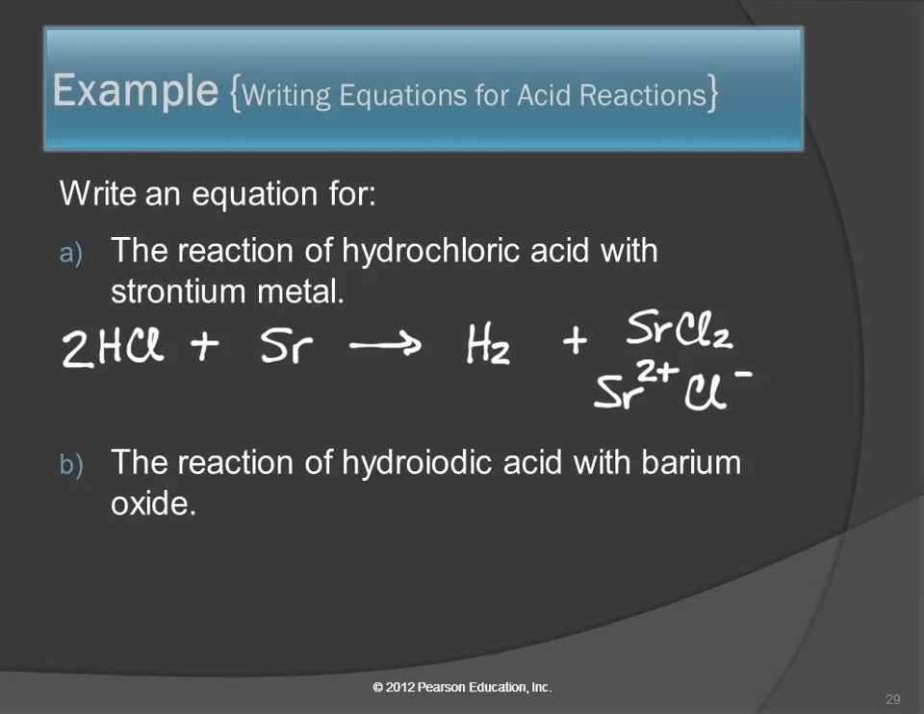Hydroiodic acid. HI. Very good. Any acid name that starts with hydro is just hydrogen and the ion. So iodic from iodine, we get HI. And barium oxide. Well, that's an ionic compound, right? Between barium and oxygen. Barium has what charge? 2 plus. And oxygen has 2 minus. So this is going to be BaO.